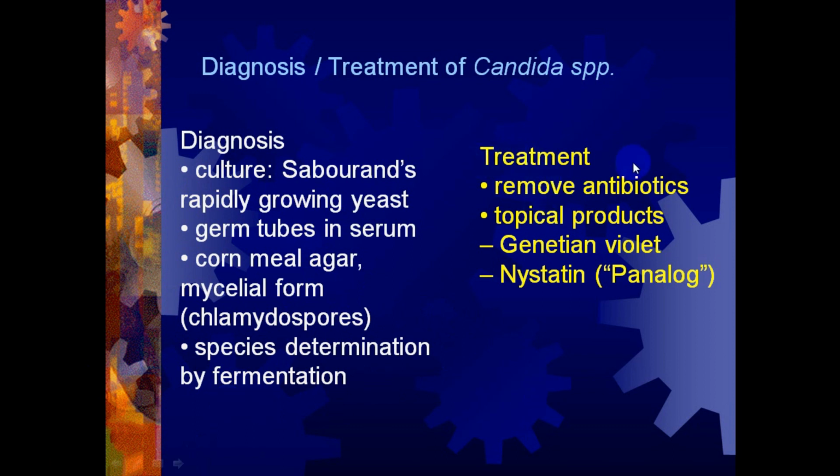The treatment, first, is by using nystatin or some chemicals called gentian violet. And if we suspect candidiasis, we should remove antibiotics. Why? Because using antibiotics will make the Candida grow more severely. It will grow easily because there is no competition with the bacteria.